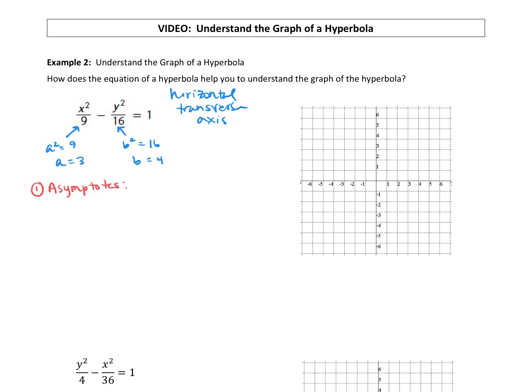Now, if your transverse axis is horizontal, the equation for your asymptotes is y equals plus or minus b over a x. So what we do is we plug in our b and our a value. So one asymptote will have the equation y equals, our b is 4, over the a is 3. And the other asymptote is y equals negative 4 over 3x. So we're going to graph those two lines.